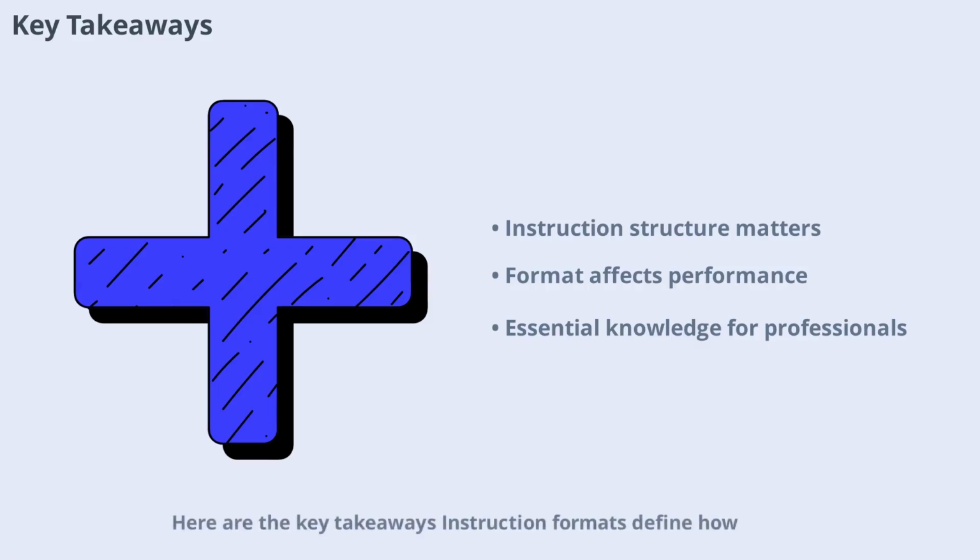Here are the key takeaways. Instruction formats define how instructions are structured and executed. Different formats, 0, 1, 2, and 3 address, offer varying levels of flexibility and efficiency. The choice of format impacts hardware design, software development, and overall system performance. A deep understanding of instruction formats is invaluable for anyone working with computers at a low level.